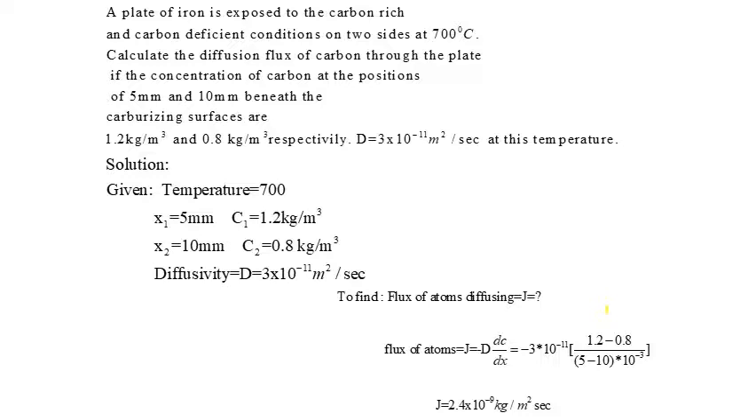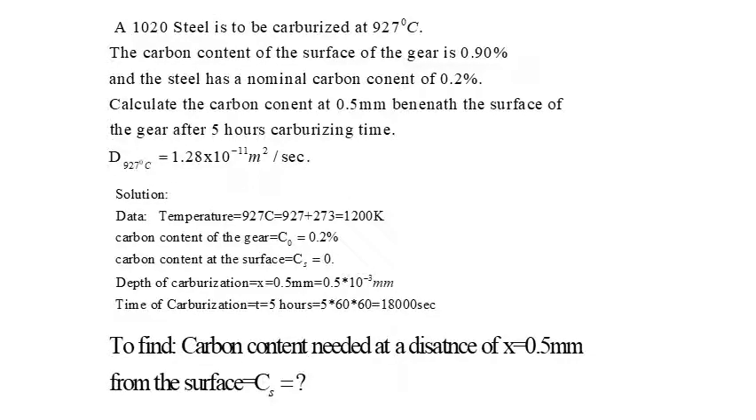So what do we need to find? We need to find J. J will be equal to minus D dc by dx. Substitute everything and you get J equal to 2.4 into 10 power of minus 9 kg per meter square second. A simple problem for 4 marks. Okay, so we'll have one more problem, a numerical based on diffusion second law, which is very important.